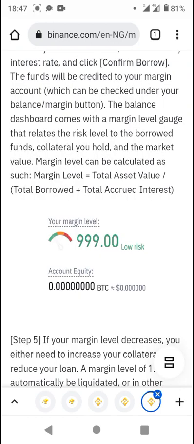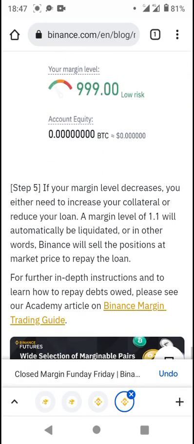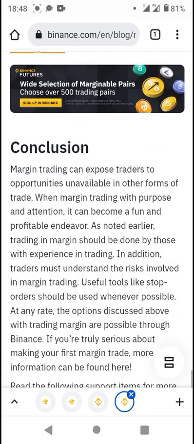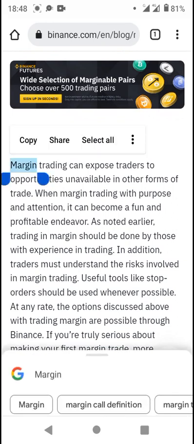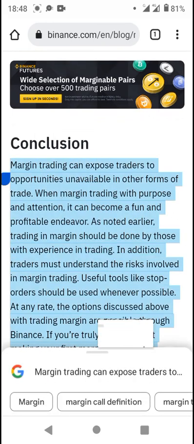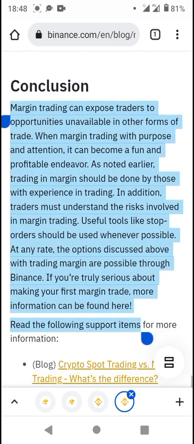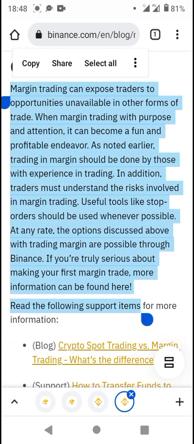I hope you do understand some of the basic benefits of trading Binance futures or Binance margin. For conclusion, Binance margin can expose traders to opportunities unavailable in other forms of trade. So when margin trading with purpose and attention, it can become a fun and profitable endeavor. So these are some of the tips for you to better trade.